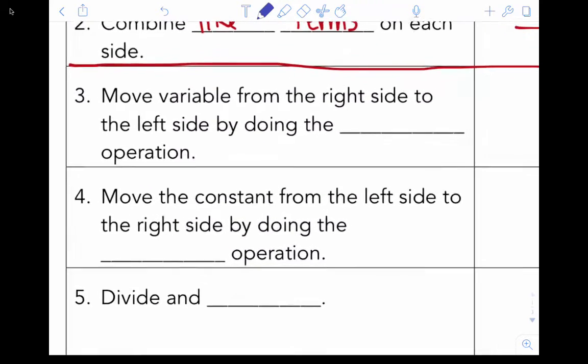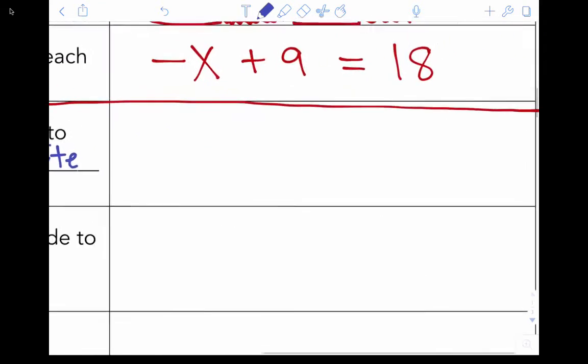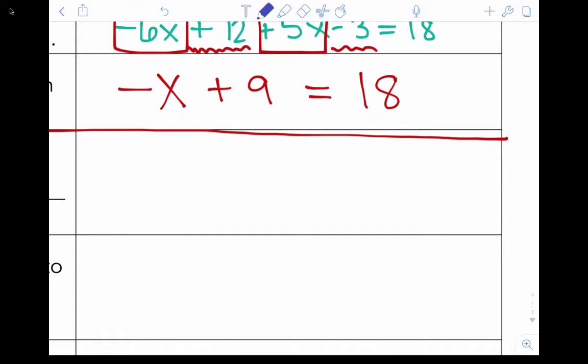All right, moving on to step number 3. Now we're going to move the variable from the right side to the left side of the equation by doing the opposite operation. So if I have any variables that are on the right side, they need to move to the left. When I'm going to my example, the right side of my equation doesn't have any variables, so I actually don't need to do anything in this step. I'm going to go ahead and rewrite this just for how this particular problem is laid out. But if you had a problem like this, you would just skip this step and move on.